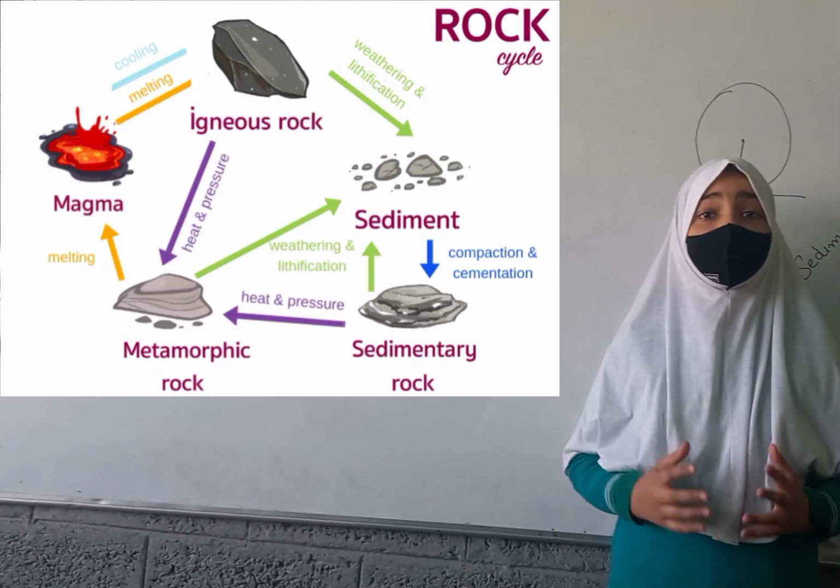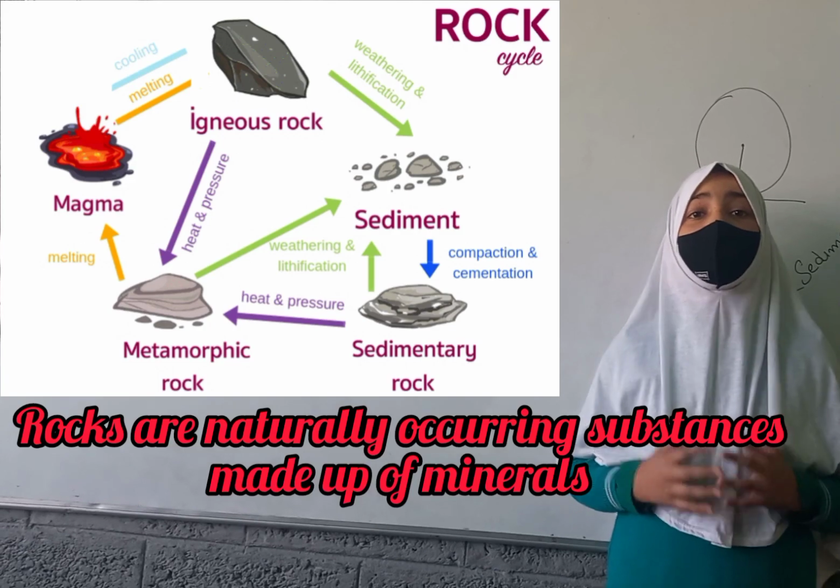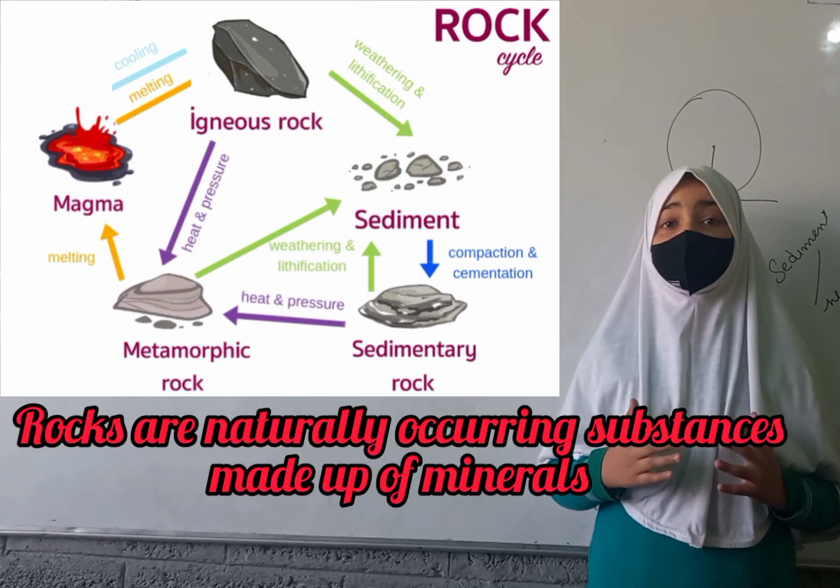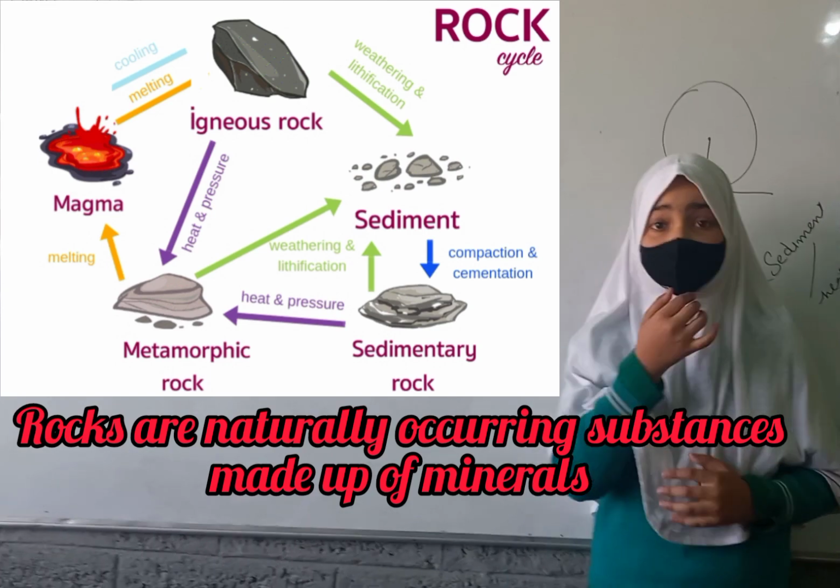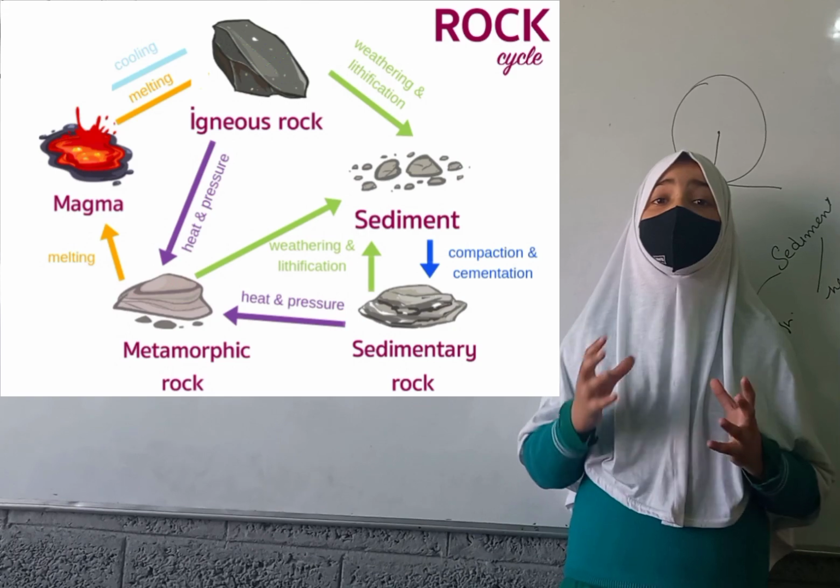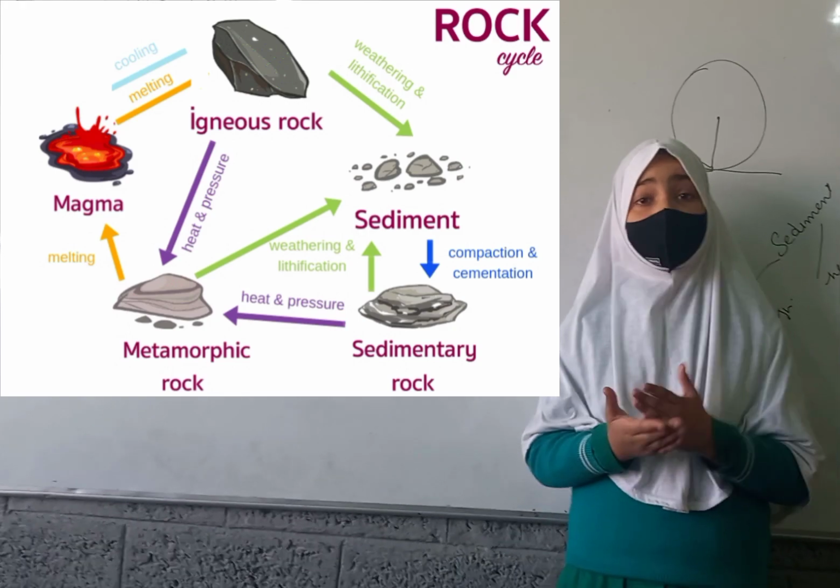About the rock cycle. First of all, we should know what rocks are. Rocks are naturally occurring solid substances present on the earth. Now, we will learn the step-by-step process of how these rocks change from one to another.